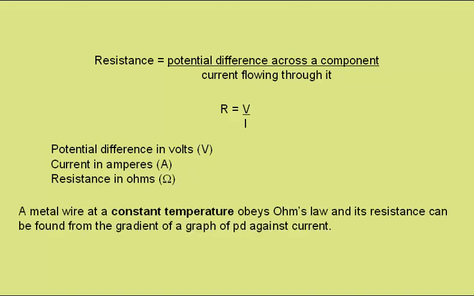As I said a moment ago, a metal wire at a constant temperature does obey Ohm's law, and its resistance can be found from the gradient of a graph of potential difference against current. Notice that our previous graph had current on the y-axis and potential difference on the x-axis. The gradient of that graph would have been the inverse of the resistance. But if we do plot potential difference against current like this, the gradient gives us the resistance, but only for a component obeying Ohm's law.